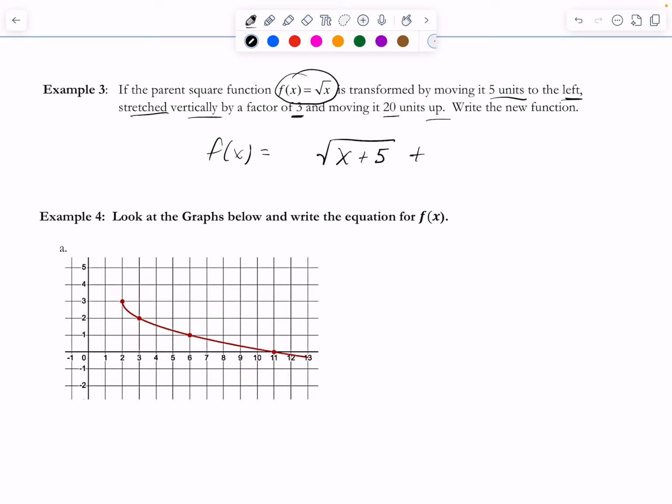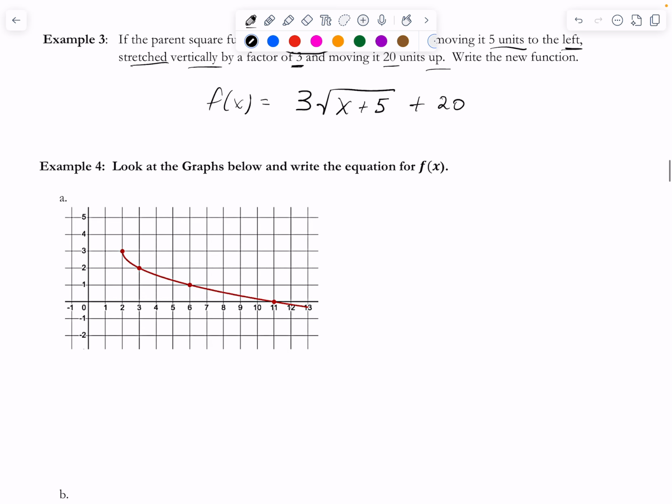20 units up is going to be +20 for that vertical shift after the radical. And then the vertical stretch by a factor of 3 means at the very front I need to put a 3. Okay, so this is the answer for example 3. Let's do example 4.